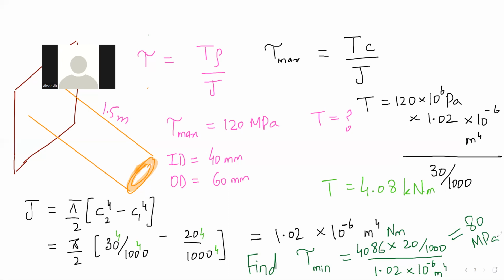25 millimeter from center means T R over J. Torque I know. Now R value I will substitute 25. So we write that tau equals torque times radius divided by J, right? But that is maximum. If I am not talking about maximum, then I will remove this, and instead of this C, I will put R. So R or rho is the radial location.